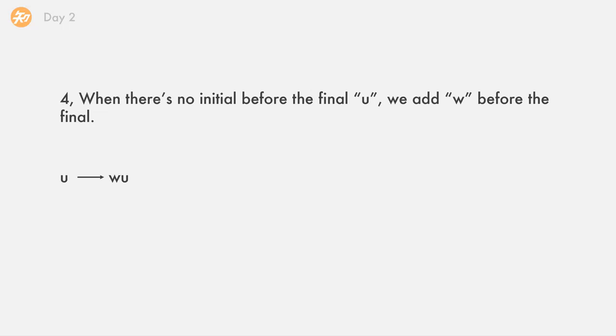Rule number four. When there is no initial before the final u, we add the initial w before the final. It's quite simple and the same as the final i actually. So here we can find that the final u becomes the combination of the initial w and the final u.